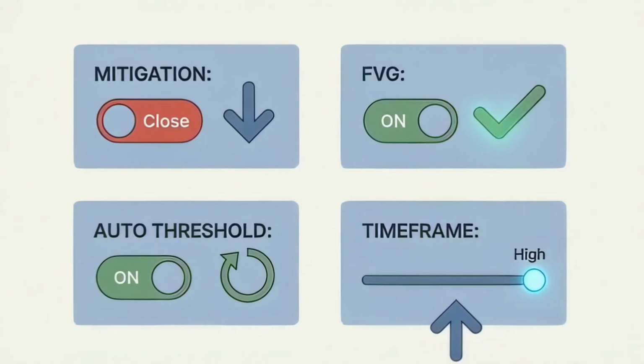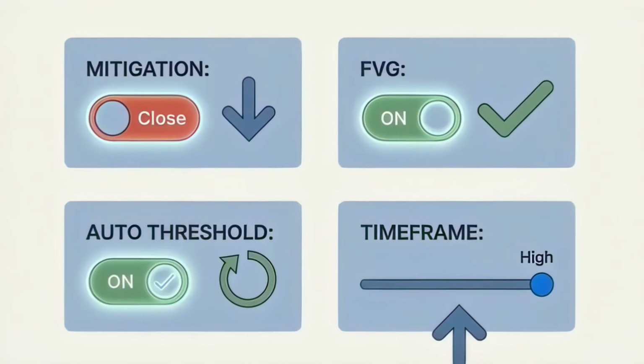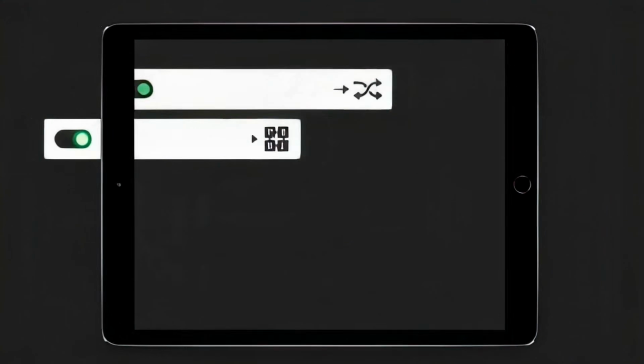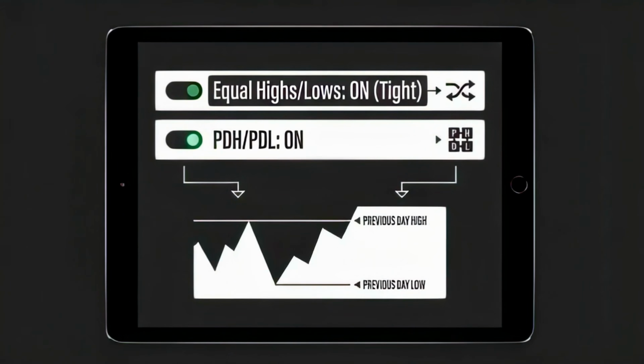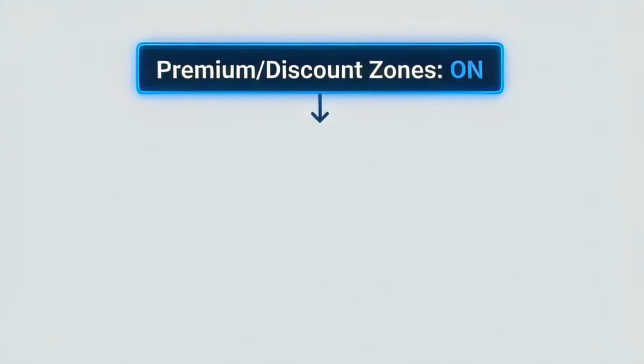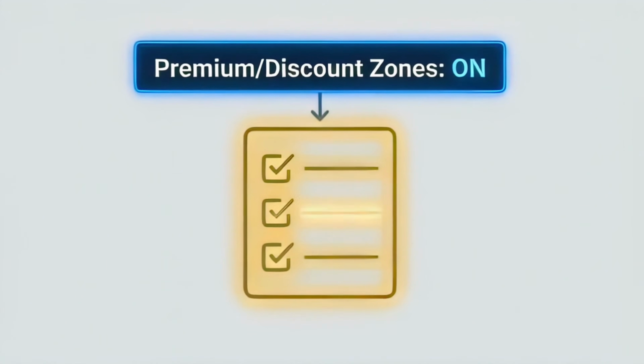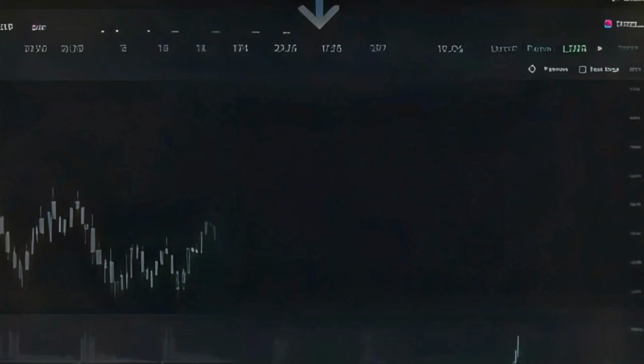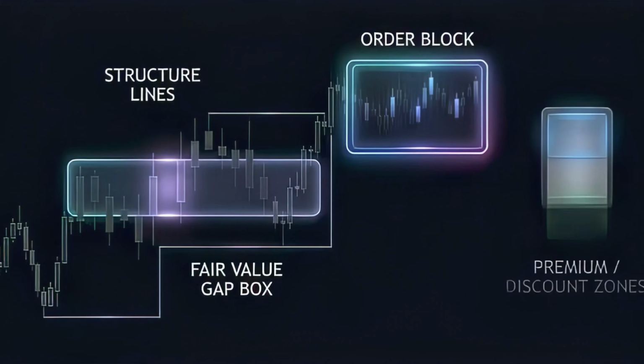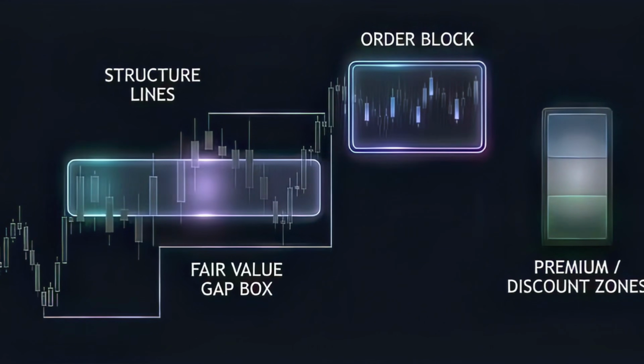Mitigation set to close. Fair value gaps on with auto threshold, pulled from a higher time frame. Equal highs and lows on with a tight threshold. Previous day high and low on, and premium and discount zones on. That gives you a chart that shows you 4 things and 4 things only: where structure broke, where the unfilled orders might be, where the gaps are, and whether price is currently expensive or cheap.